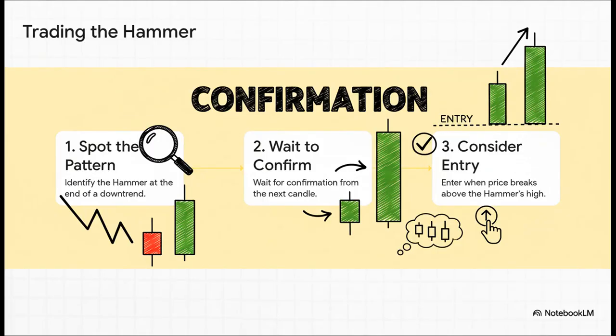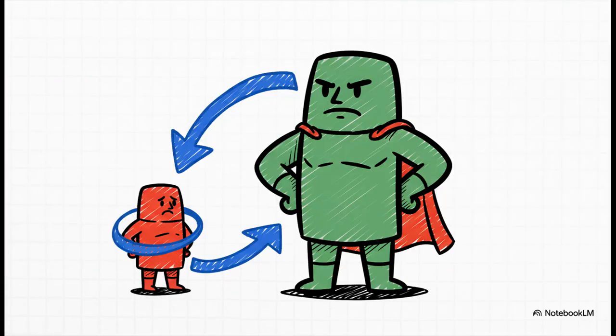So how might someone actually use this? Well, first, you're looking for it at the end of a downtrend. Then, just like with the doji, you wait for confirmation, usually a strong green candle right after it. A pretty common strategy is to consider entering a trade if the price moves above the highest point of that hammer candle.